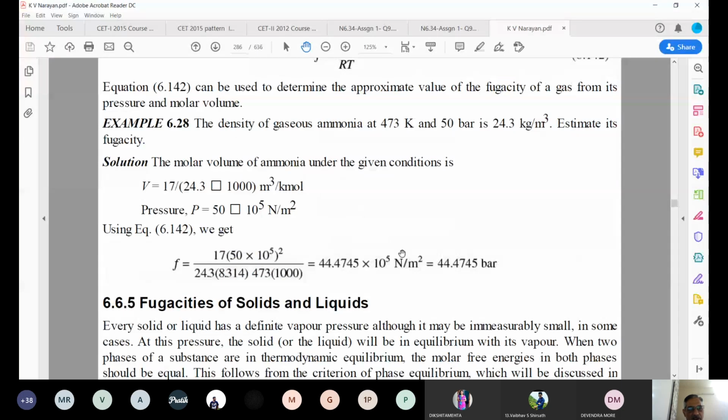Okay. Can you see this? Example 6.28. Can you see it? Yes sir. So if you see this, the density of gaseous ammonia at 473 Kelvin and 50 bar is 24.4 kg per cubic meter. Estimate its fugacity. Since density is given, we can find the molar volume, molecular weight divided by density in kg per cubic meter, right?